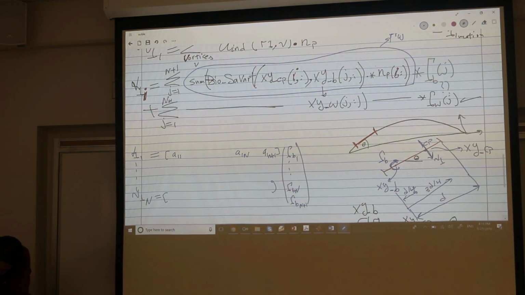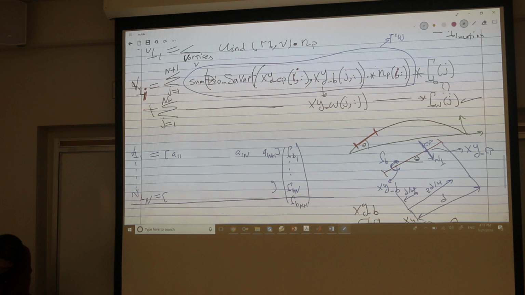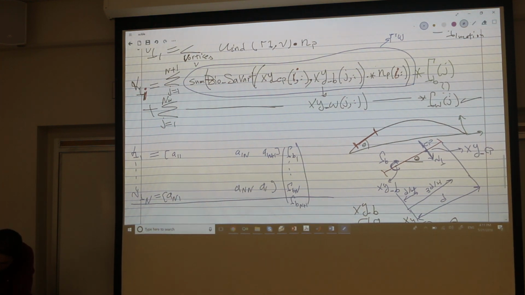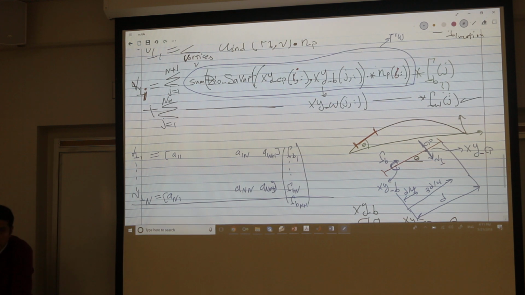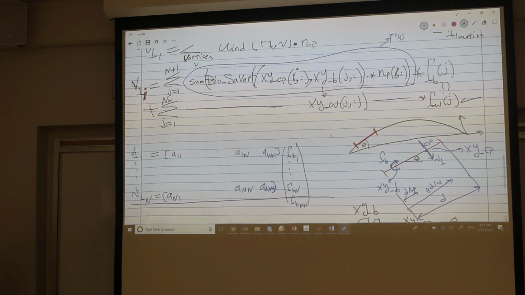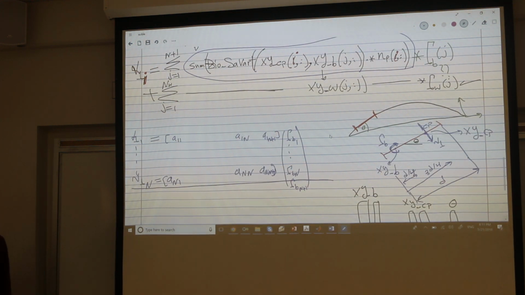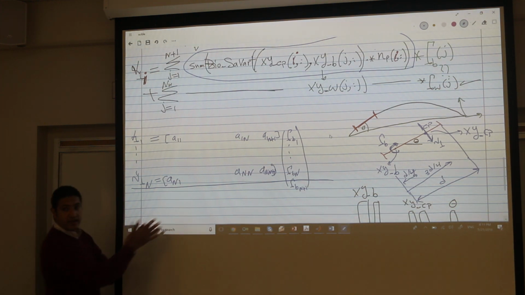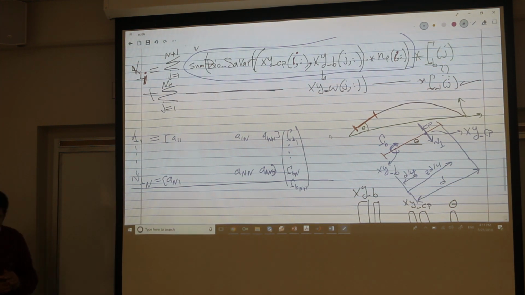So this is AN1, ANN, and ANN plus 1. Okay? At each time step. So this is the bound plus the wake, right? But the wake is known, so I'll move it to the right hand side. So I'll say this is equal to the right hand side.